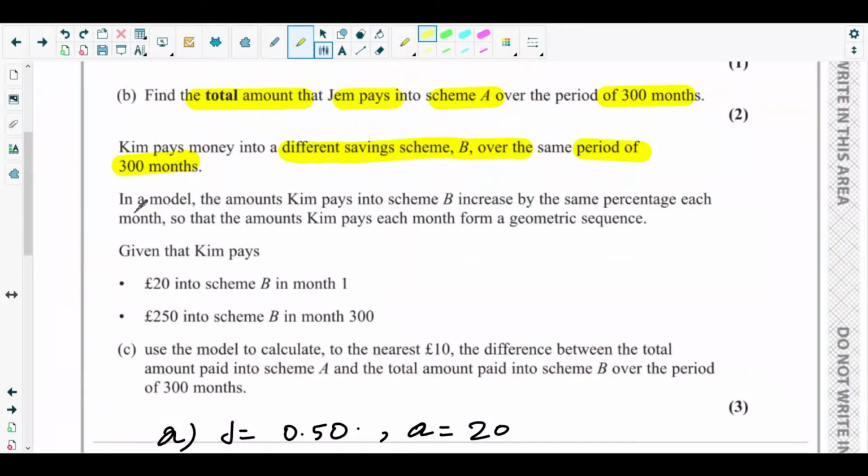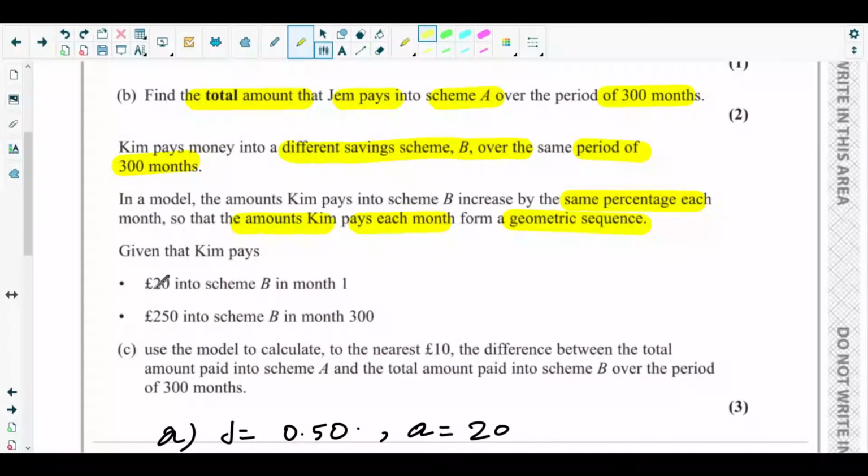300 months. Okay, fine. In a model, the amount Kim pays into scheme B increases by the same percentage each month. So earlier one was arithmetic, now it is what? It is geometric, right? So the amounts Kim pays each month form a geometric sequence, because it is increasing by the same percentage. Geometric. It has a common ratio.